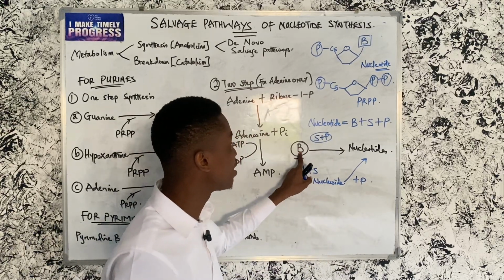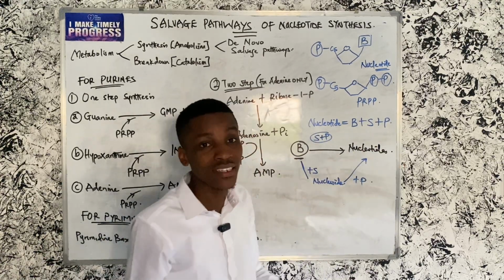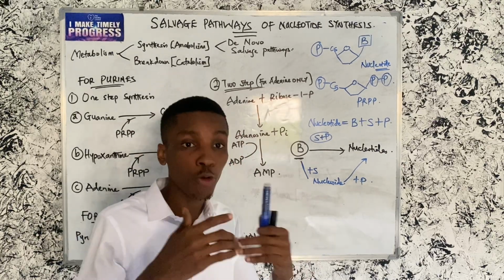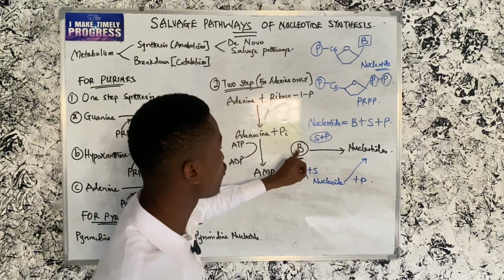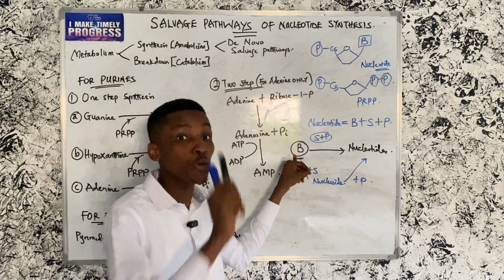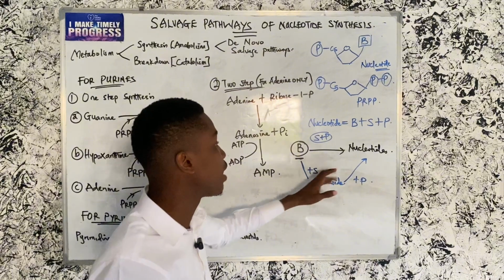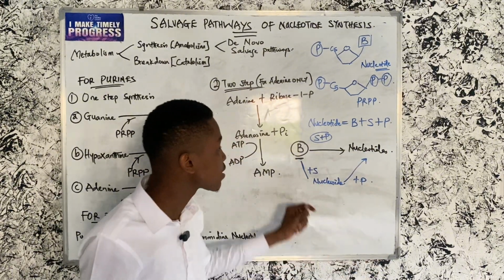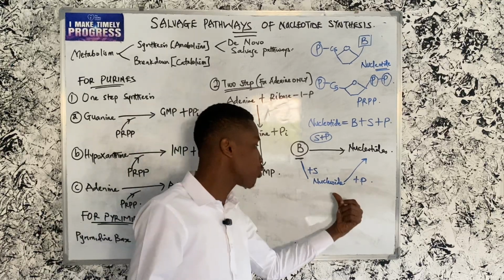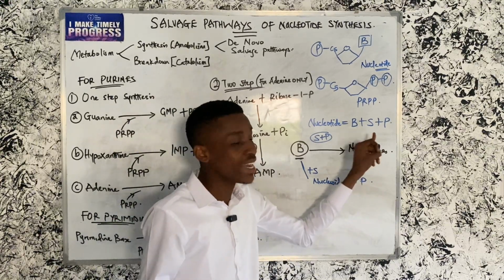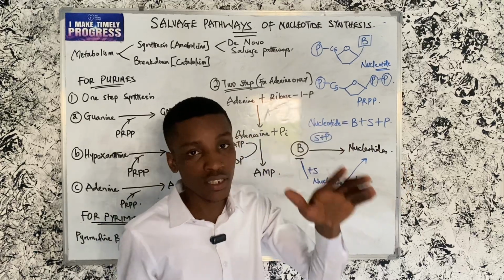That's what will move me directly from base to nucleotide, and that's called one step. I will quickly recap that for salvage pathways, we are aiming to move from the nitrogenous base straight to its nucleotide. Now, there are two ways of arriving at this. First, I can add a sugar to my base to form a nucleoside, then add phosphate to that nucleoside to form a nucleotide. That will be a two-step synthesis.